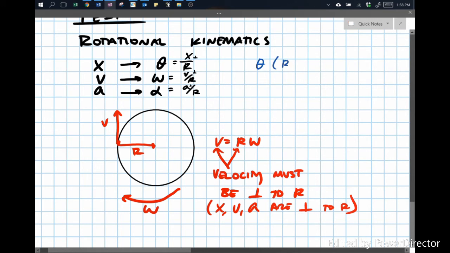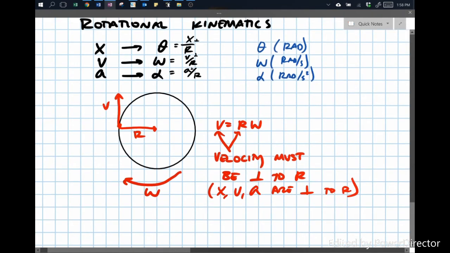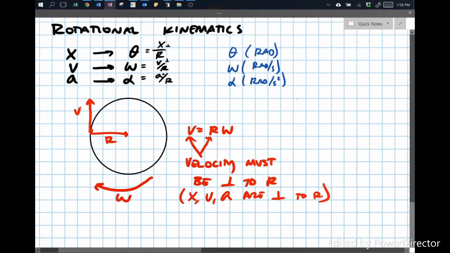Theta is going to be measured in units of radians. Omega is going to be radians per second, and alpha is going to be radians per second squared. Radians don't have a unit. This is what we saw in that first question on the quiz. Omega is v over r, so as far as the units are concerned, it's meters per second divided by meters, just 1 over seconds, which is the same thing as radians per second. Got to keep that in mind.